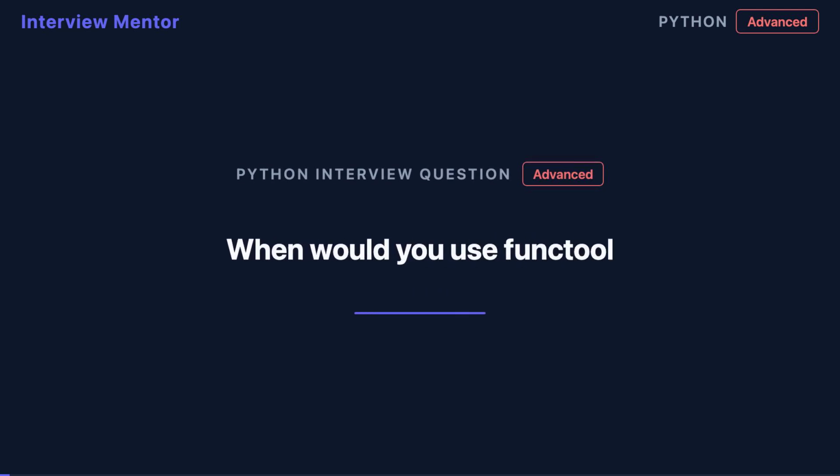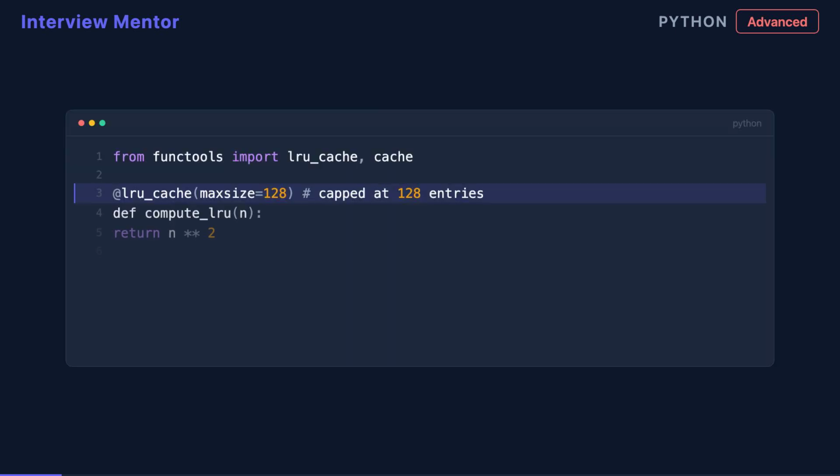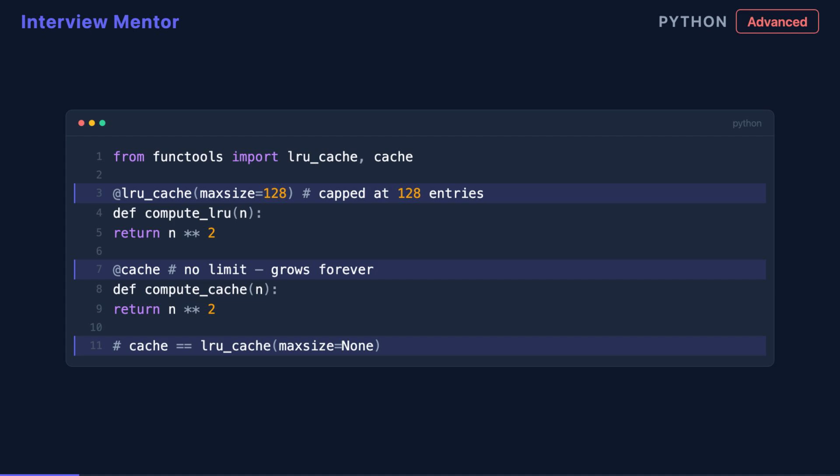You've probably used lru_cache for memoization. But have you ever wondered why cache even exists? Both decorators cache function return values, but they differ critically on memory.